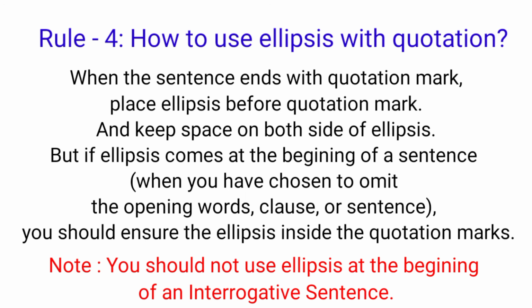Rule number 4. How to use ellipsis with quotation? When the sentence ends with a quotation mark, place the ellipsis before the quotation mark and keep a space on both sides of the ellipsis. But if the ellipsis comes at the beginning of a sentence, when you have chosen to omit the opening words, clause or sentence, you should place the ellipsis inside the quotation marks. Note, you should not use ellipsis at the beginning of an interrogative sentence.